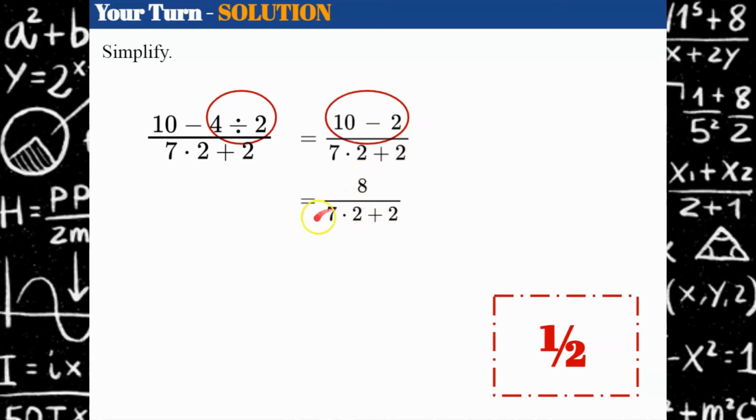Now I'm going to go to the denominator. So there are no parentheses. There are no exponents. So I'm looking for multiplication and division. So my multiply is 7 times 2. So 7 times 2 is 14. Now I'm ready to add. 14 plus 2 is 16. And 8/16 simplifies to 1/2.